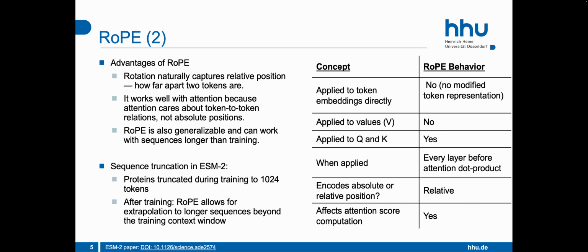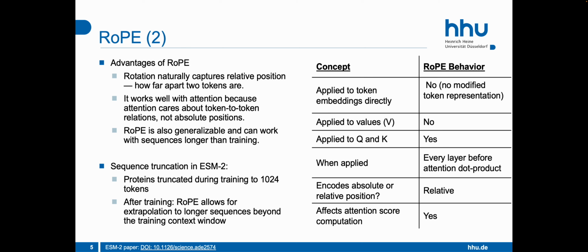On the right-hand side of the slide, you see a summary table of the important behaviors of RoPE. You can see that RoPE is not applied directly to the token embeddings, meaning the token representations themselves are not changed. It is also not applied to the value vectors in attention or at the beginning when computing the initial token embeddings. It is only applied to the queries and keys. This rotation happens before every attention dot product in each encoder layer. And importantly, RoPE encodes relative position information and it affects the attention score computation, not the token embeddings or contents directly.